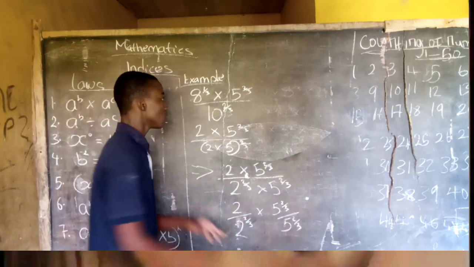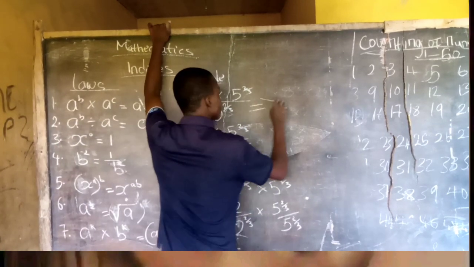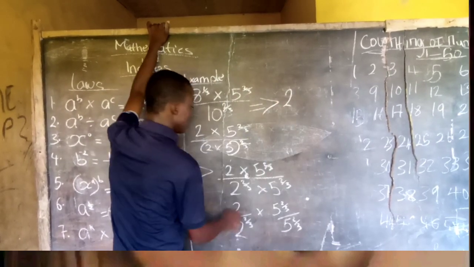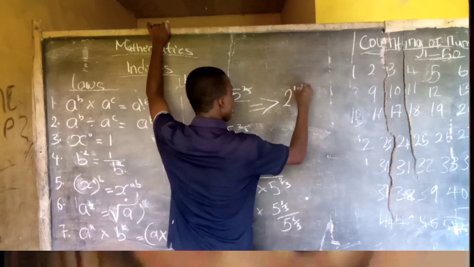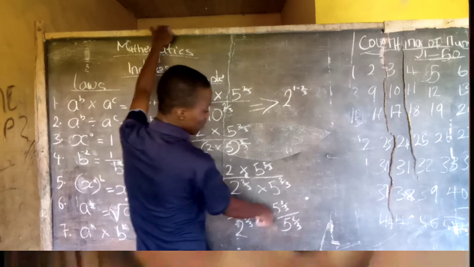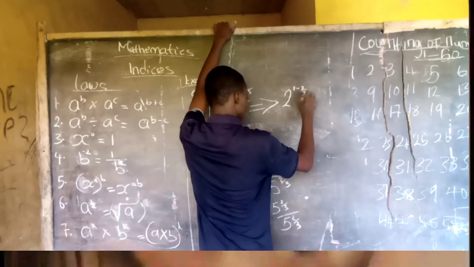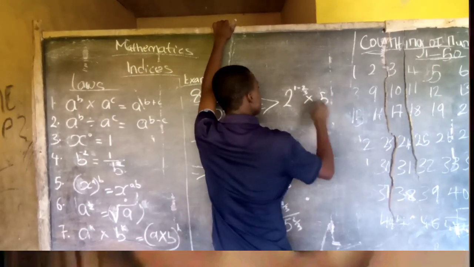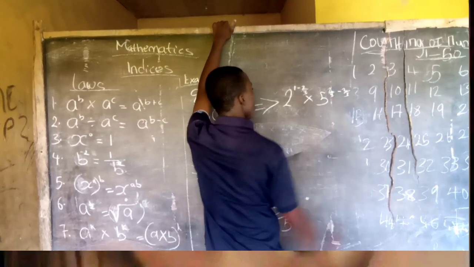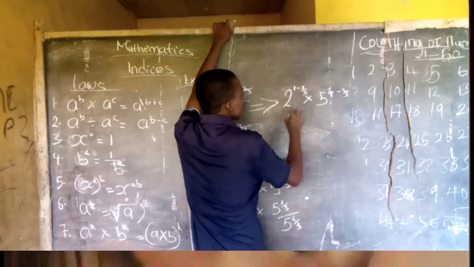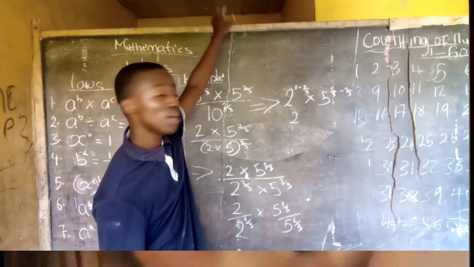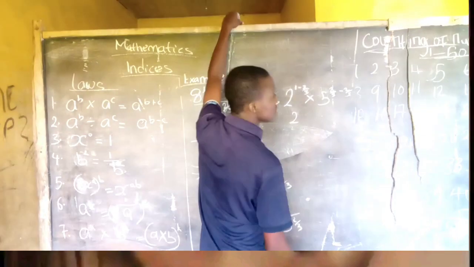Now I can take one because it's dividing here. Remember, the fraction bar means divide. So this becomes 2 to the power of 1 minus 2/3, multiplied by 5 to the power of 2/3 minus 2/3. Now this becomes 2 to the power of, already, if you are asking me to evaluate this problem, I will tell you this is 1 over 3, that is 1/3.